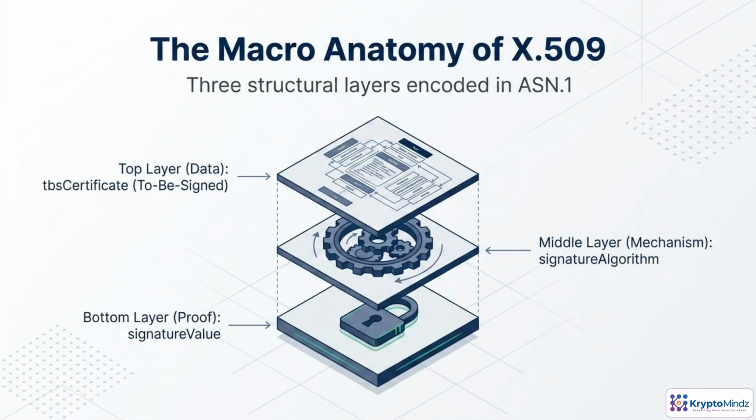An X.509 certificate is really three logical layers working together. At the top is the to-be-signed certificate: identity data, validity period, and key material. In the middle is the signature algorithm, like RSA with SHA, which defines how the signing is done. At the bottom is the signature value, the cryptographic proof. Clients verify trust by recomputing the top layer through the specified algorithm and comparing the result to that signature.